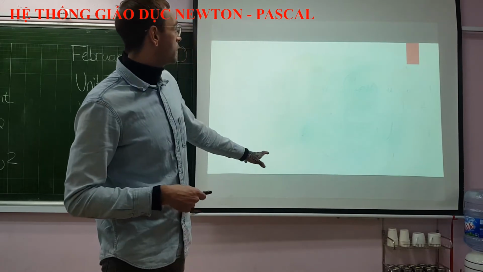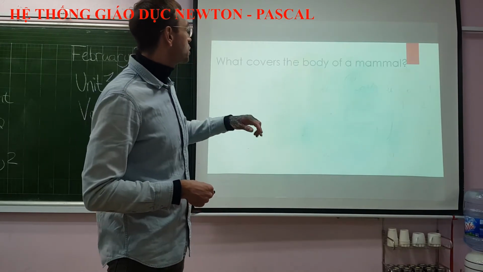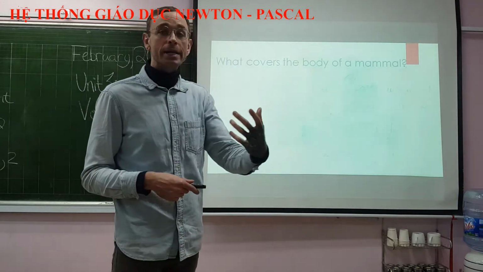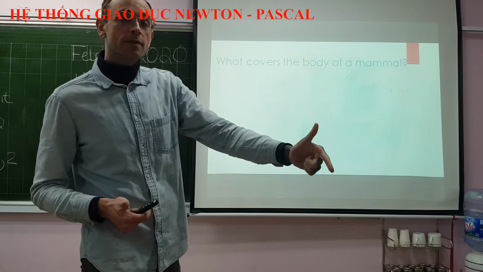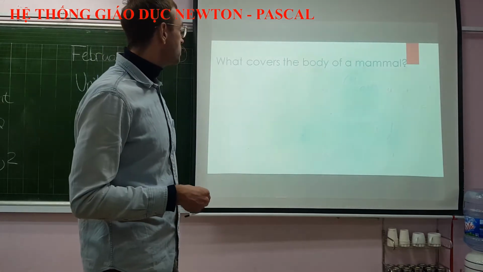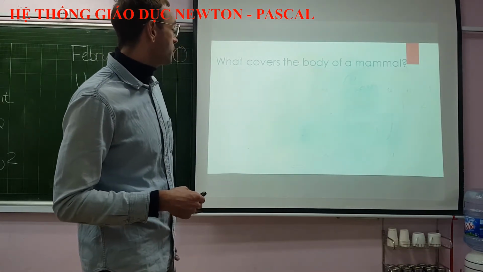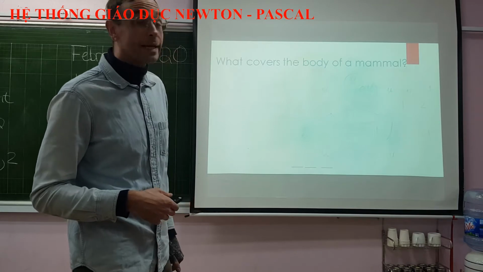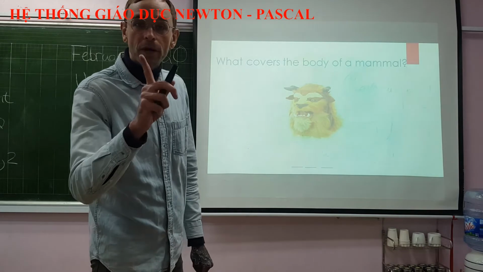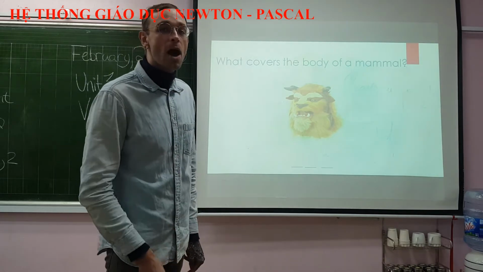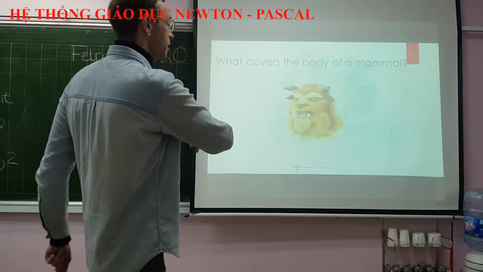All right. Next question. What covers the bodies of mammals? Feathers cover birds. Scales cover fish. What covers mammals? 1, 2, 3. It's 3 letters. Here's a clue. Do you know the first letter? Say it out loud. Letter F.